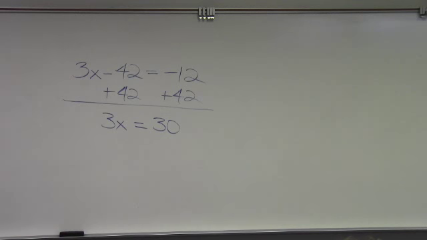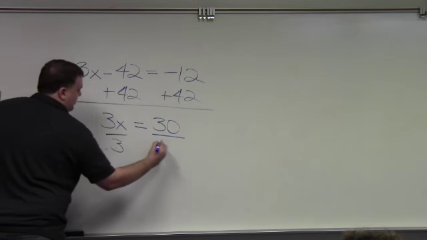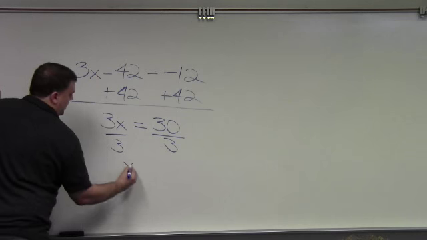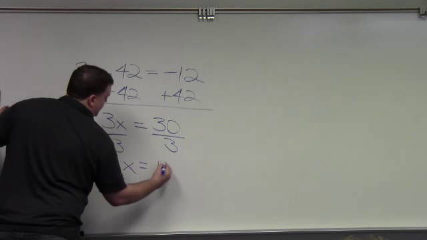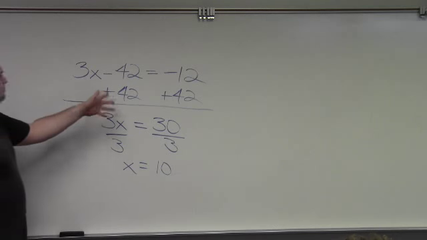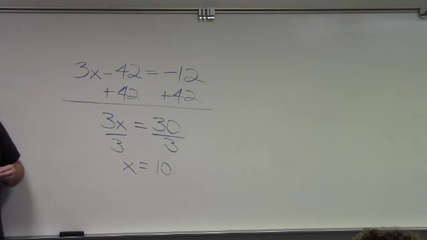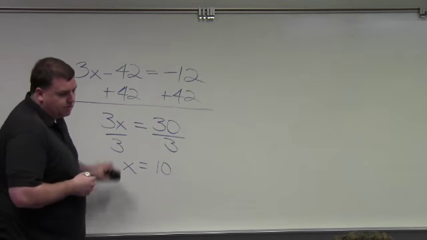Now I need to get rid of any multiplication or division that I have. 3x equals 30, so we're going to divide both sides by 3. So x equals 10, correct. Notice we have to take care of our addition and subtraction first, and then work with our multiplication and division. Kind of like a reverse order of operations. Everybody good on that one?